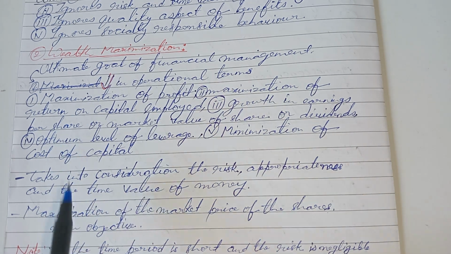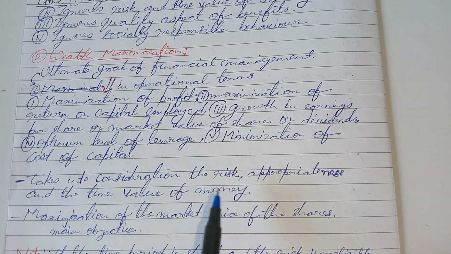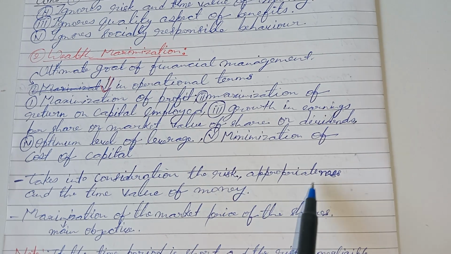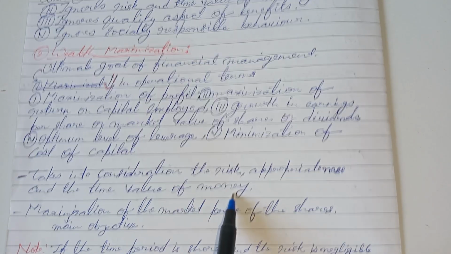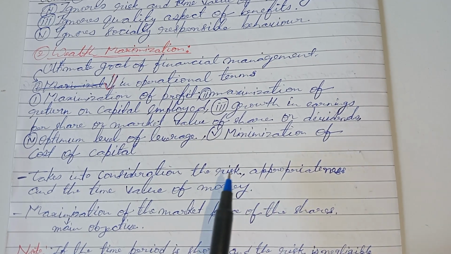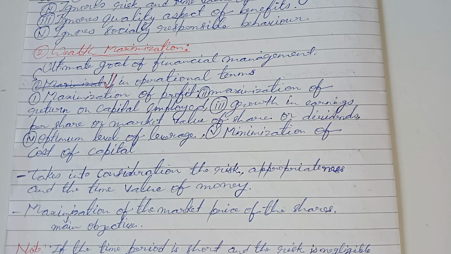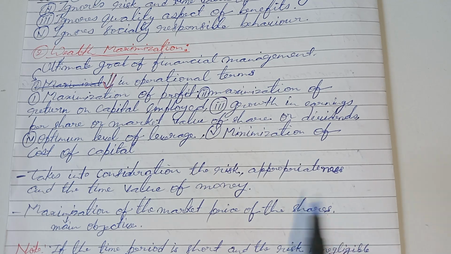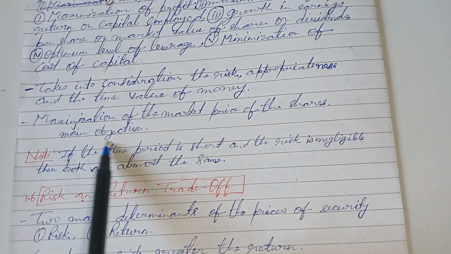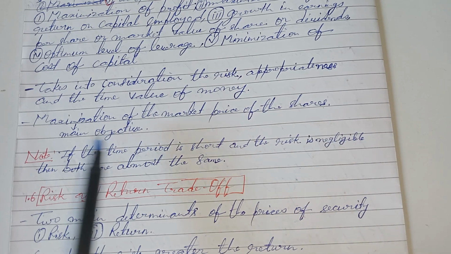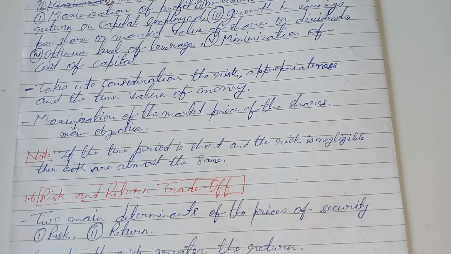Wealth maximization takes into consideration the risk, appropriateness, and the time value of money. So time value of money, appropriateness, risk, all these things are considered under wealth maximization. So maximization of the market price of the share, here given, you see. Maximization of the market price of the share, that is the main objective. It means the different ways by which the market price of the share can be increased. That is the main objective under wealth maximization.